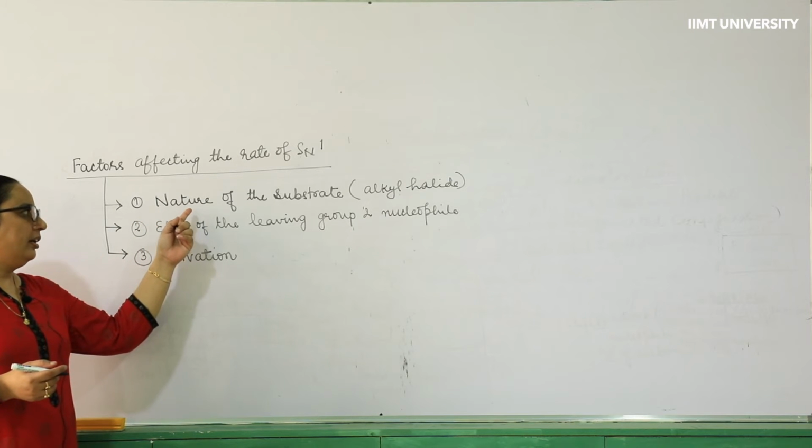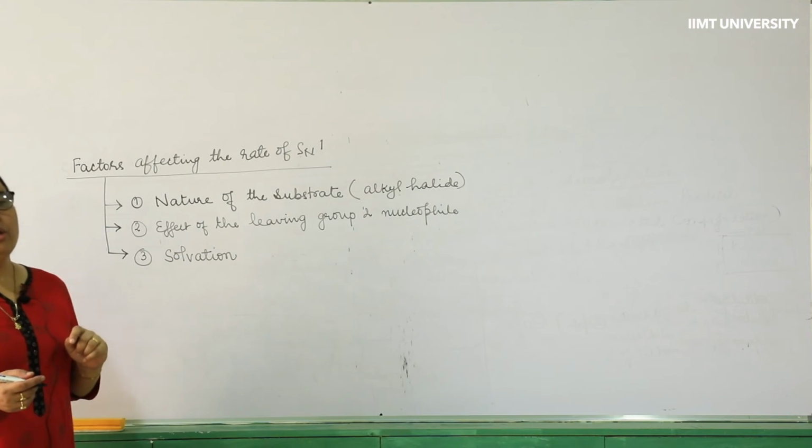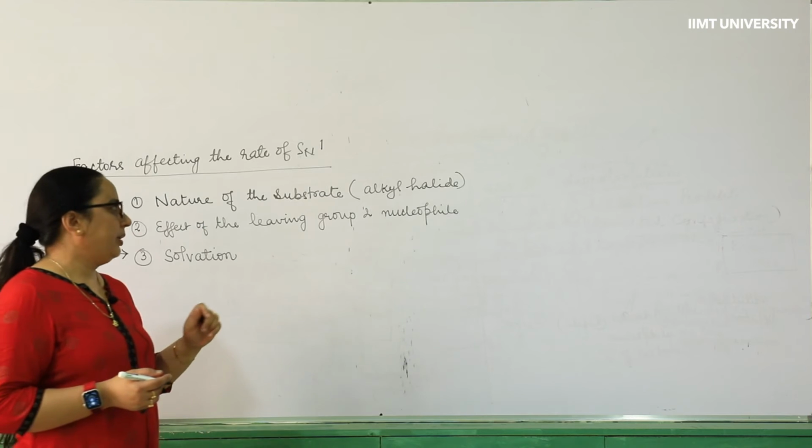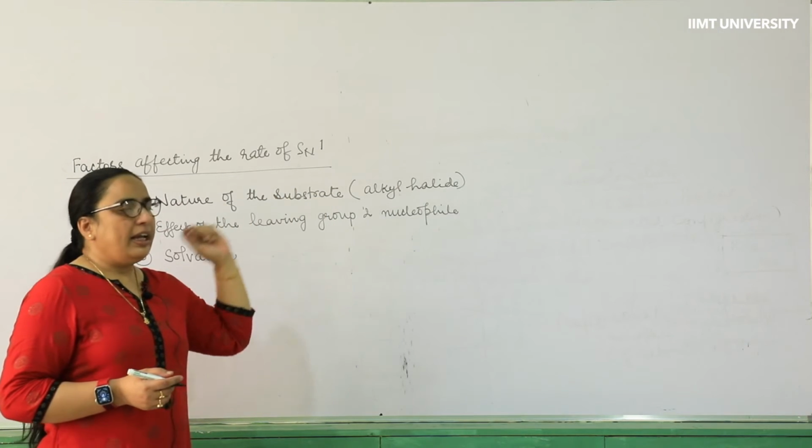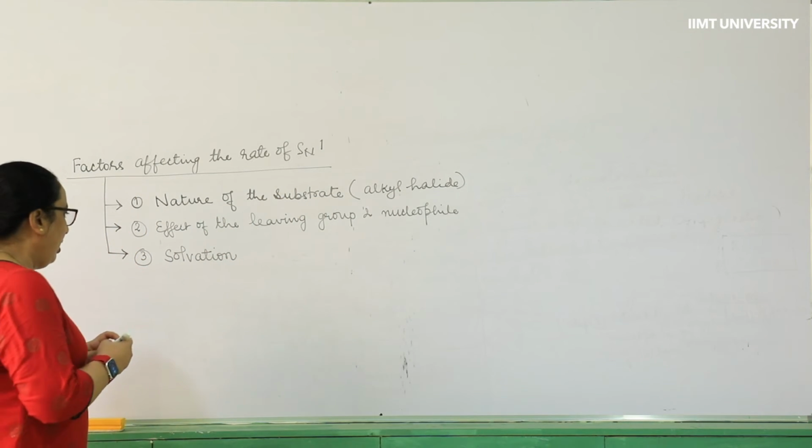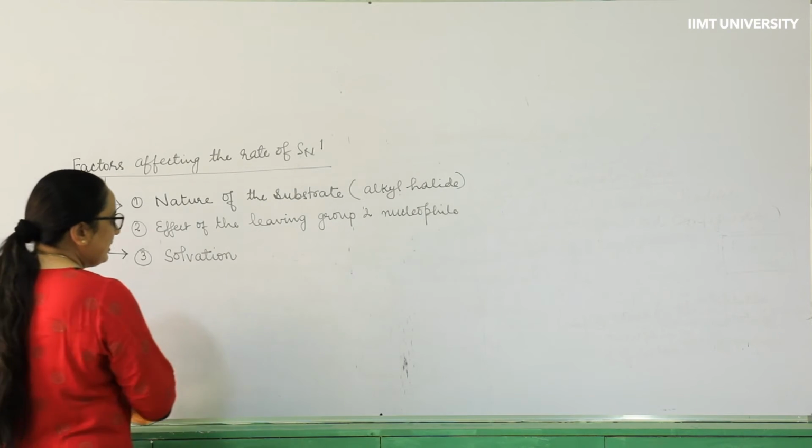First, let us take the effect of the nature of the substrate on the rate of SN1 reaction. The substrate is the alkyl halide. And to explain this, let us take an example.